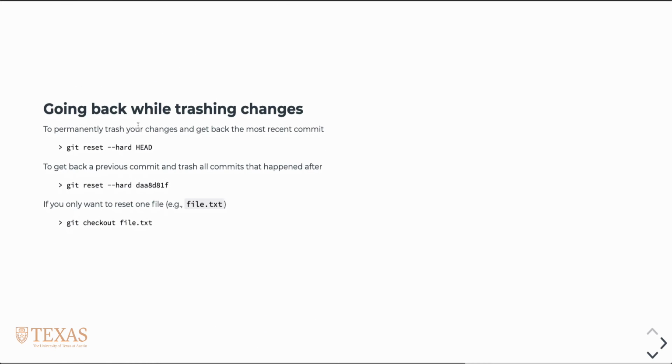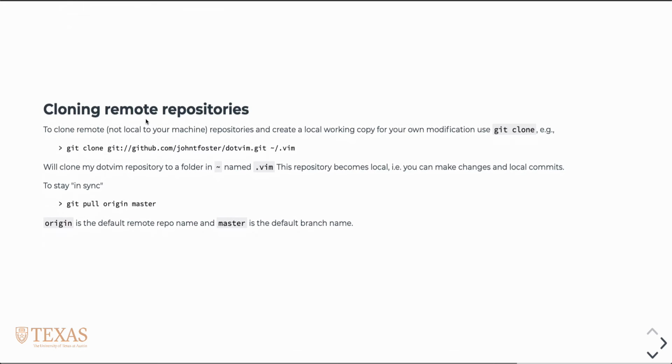So that we just discussed, git reset. So if you want to clone remote repositories, this would be like, for example, from GitHub, and we'll have an example of that soon, then you would type git clone and you would follow it by the URL to the remote repository.